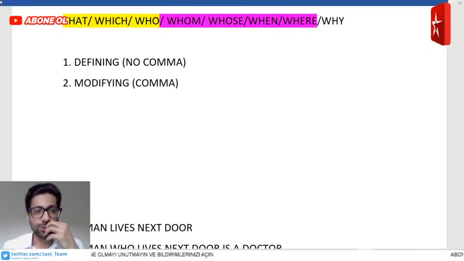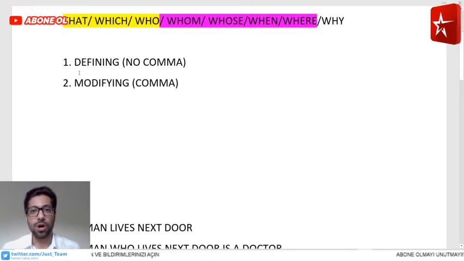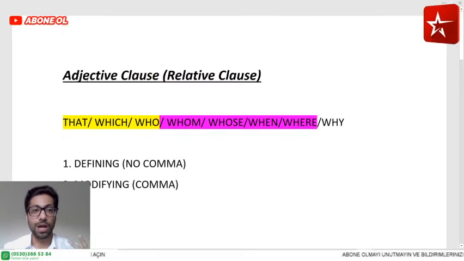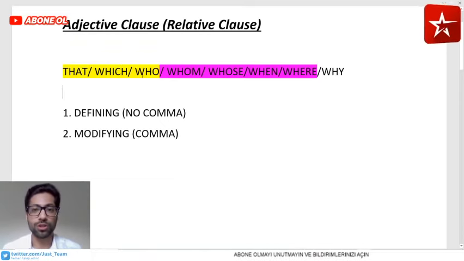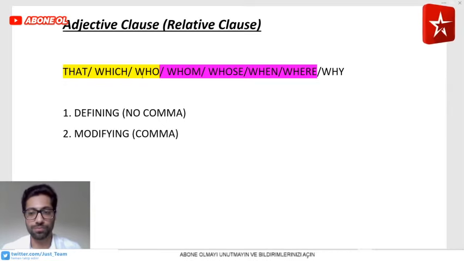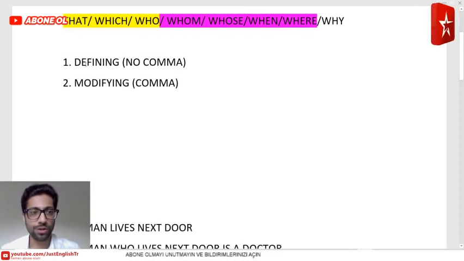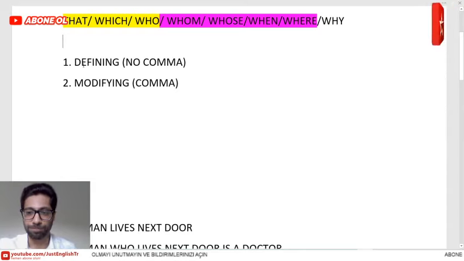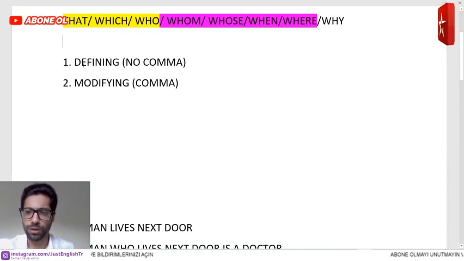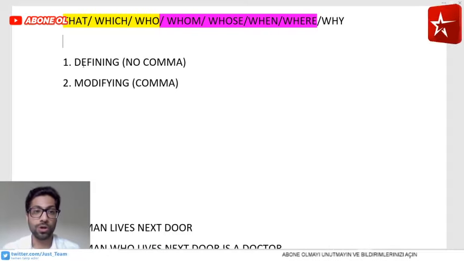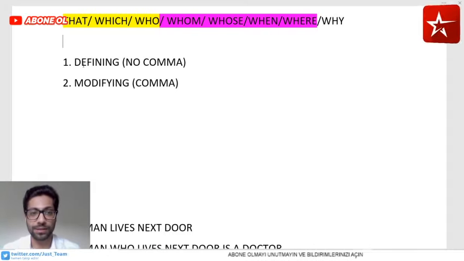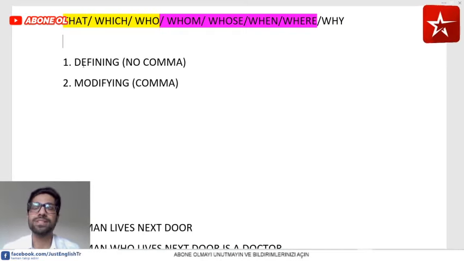Now, let's come to the types of adjective clause or relative clause. There are two types where we can use those adjective clauses. The first one is when we are defining. Let me make this silent, sorry. Okay, so when you are defining something, for example, something undefined.